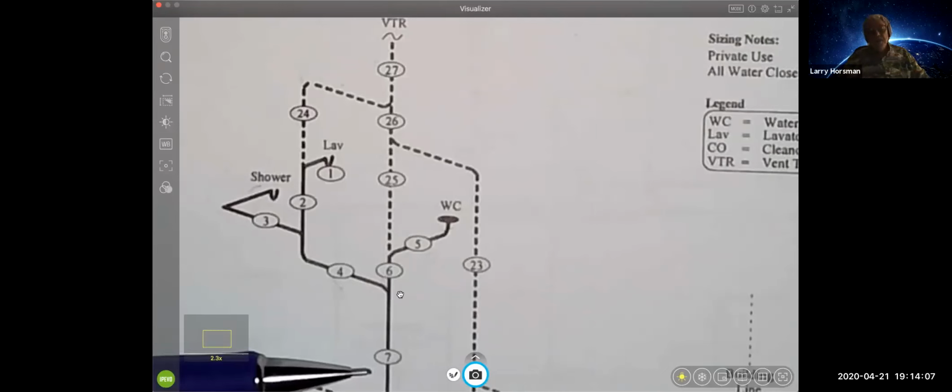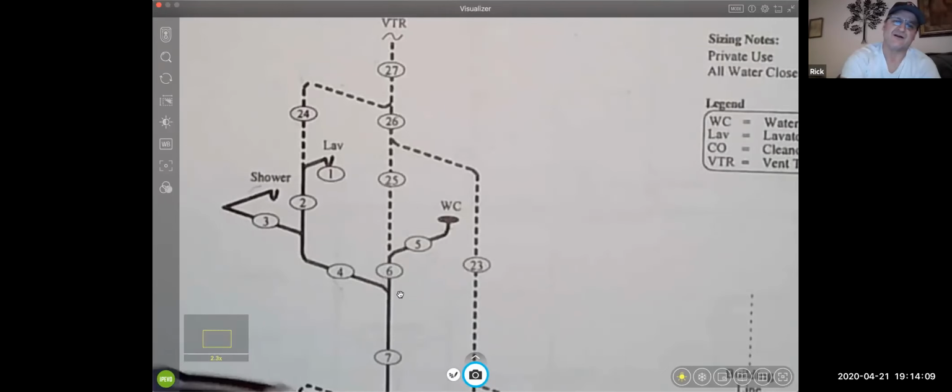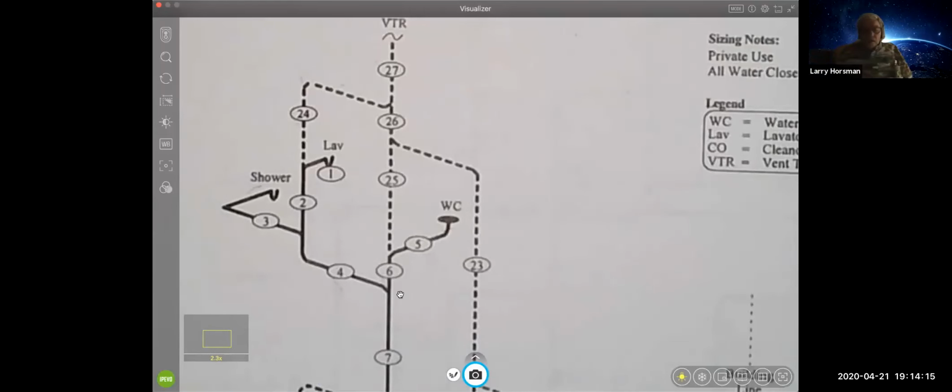So in number 6 right there, Larry, you're still at 3. You have to include 1 for the vent, right? It's just, you're still at 3 because you haven't picked up anything else. That's above the connection for that pipe 4, which carries the 3 fixture units. Okay.